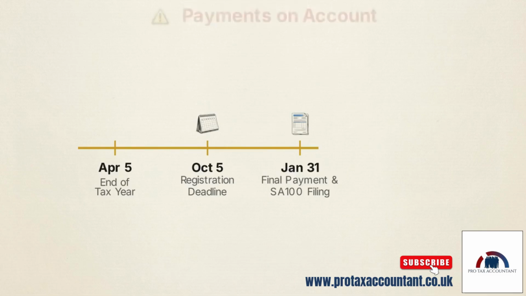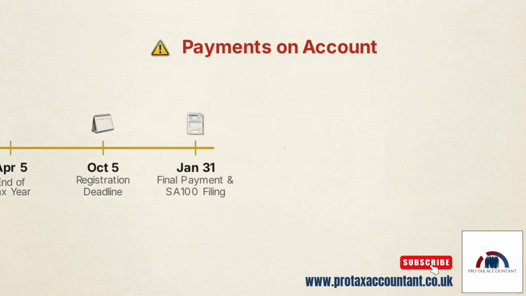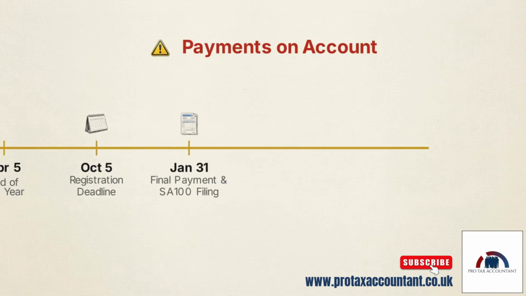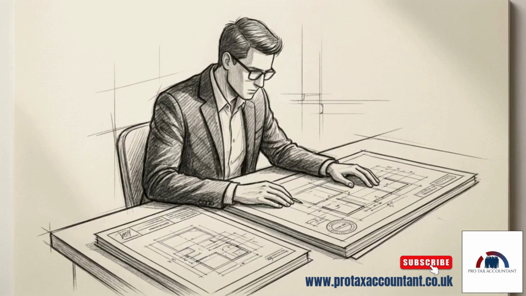But the SA-100 system introduces a core complexity that catches many founders off guard: payments on account. Payments on account force you to pay your next year's estimated tax bill in advance. HMRC splits this estimated future bill across two strict installments, one in January and a second in July. This creates a severe cash flow trade-off. When a startup founder extracts a large dividend, they face a double bill: the tax owed for the current year, plus a simultaneous down payment on next year's estimated liability.